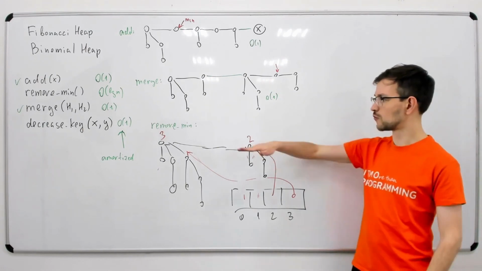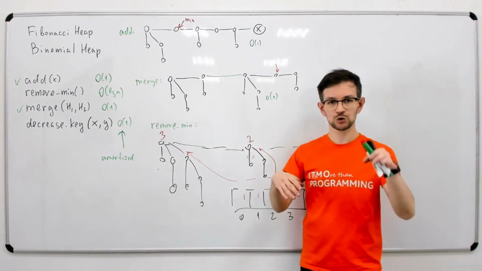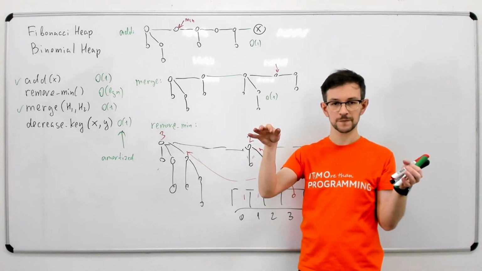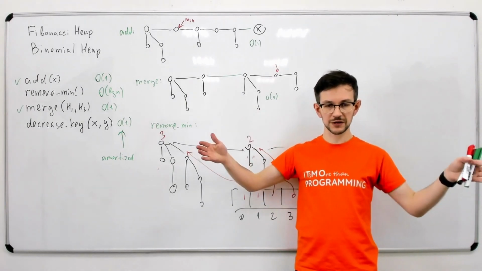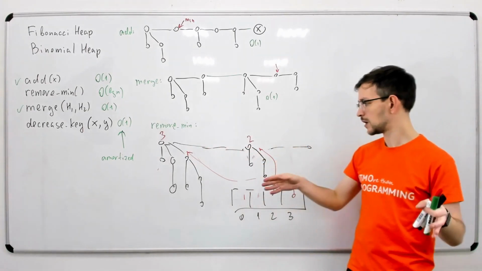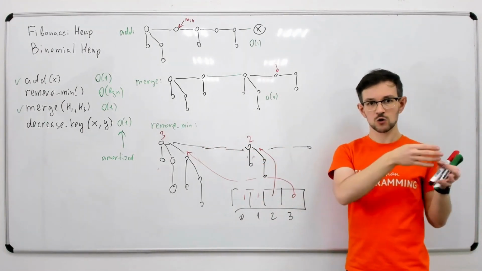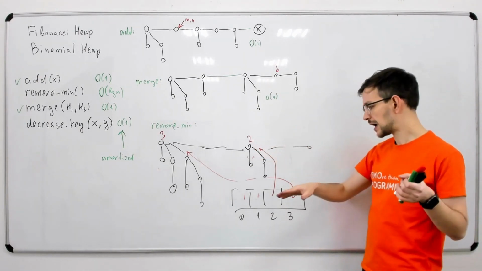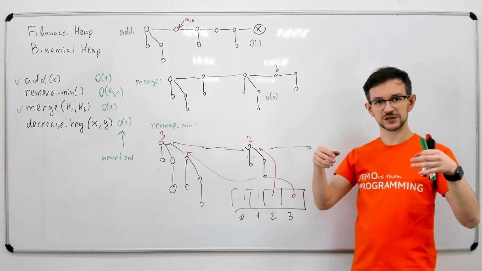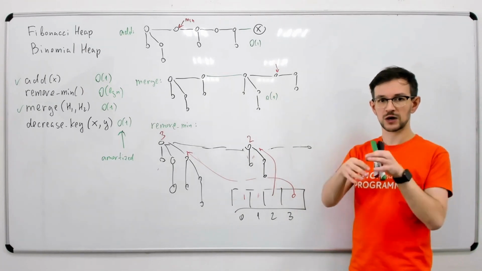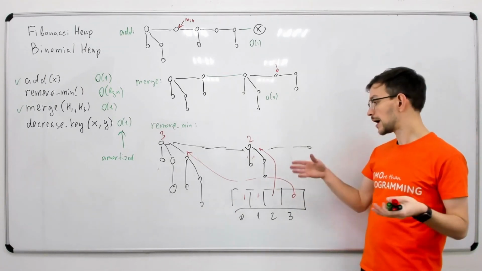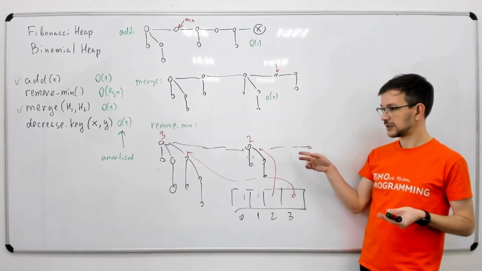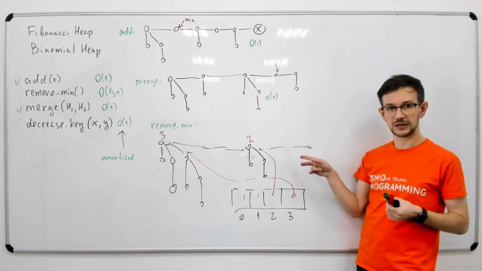So again, how do you remove the minimal element? First, you take the minimal element, take all its children, and add them to your Fibonacci heap. Now you have a big number of trees in your Fibonacci heap. You do this cleanup procedure: iterate over all the trees and try to make them all have different ranks. If you have two trees of the same rank, you combine them and get a tree of one more rank, and so on. In the end, you end up with something like this. This is the end state of your Fibonacci heap after this cleanup.